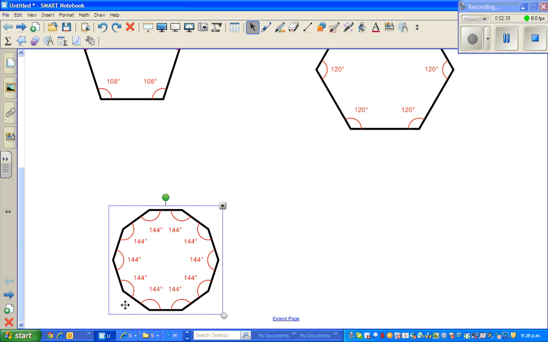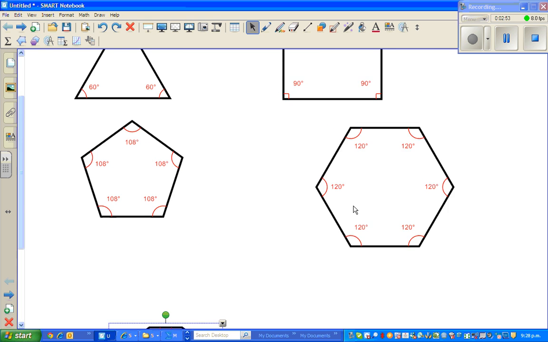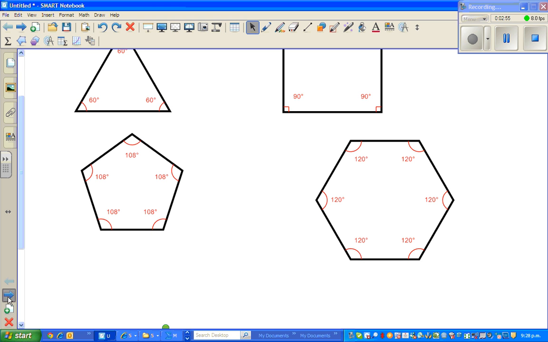So the interior angles of this, you've got an octagon, you've got 1, 2, 3, 4, 5, 6, 7, 8. Now sorry, these are 10 sided. So it's a decagon. Okay, so let us go back.